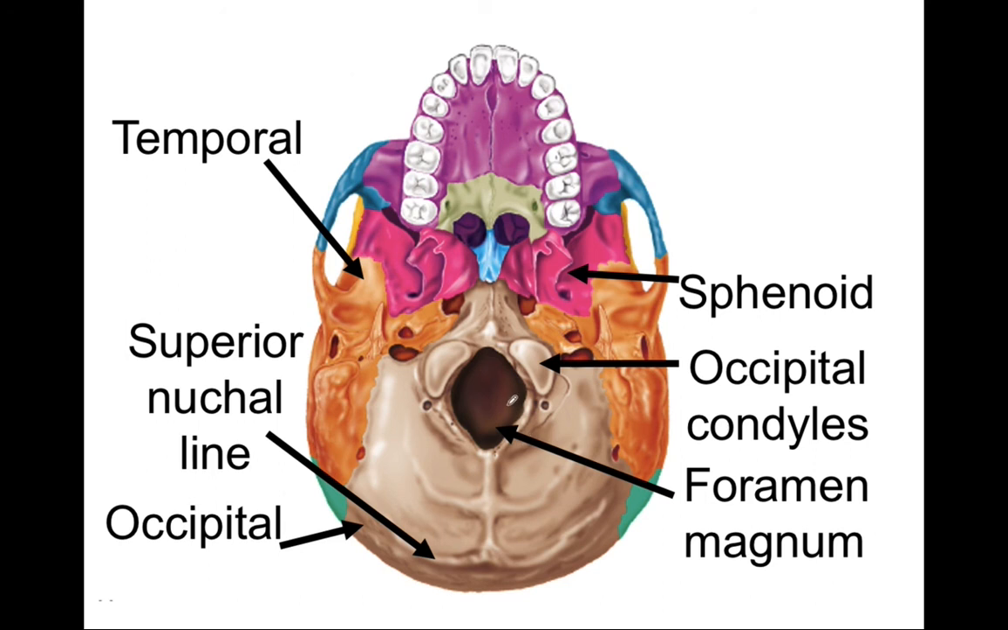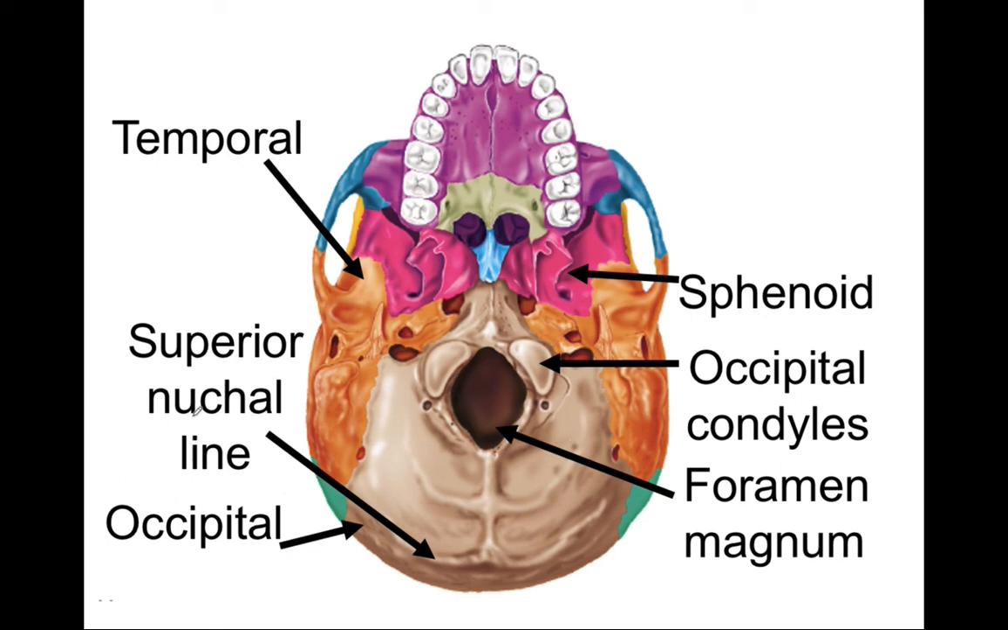Right next to the foramen magnum, we'll find the two occipital condyles. Condyles, remember, are projections for joint formation. And the two occipital condyles will be the bone markings that can be found on the occipital bone that will be used to articulate with the first cervical vertebrae.